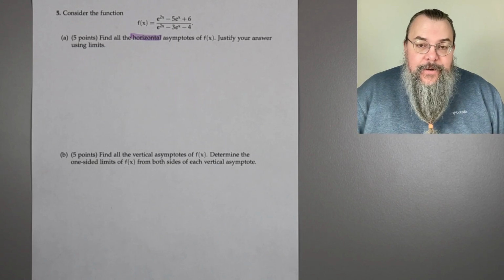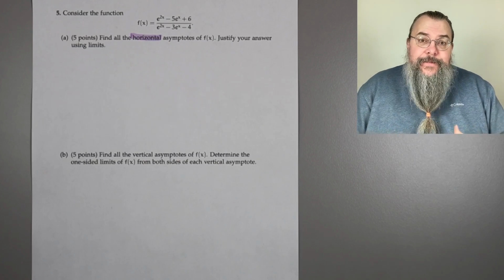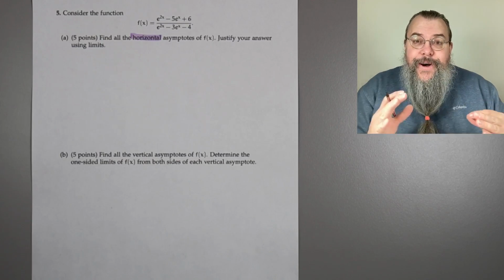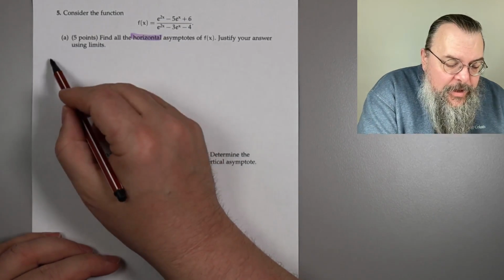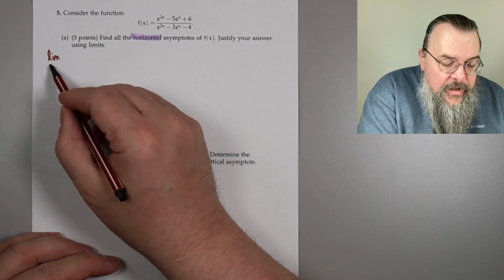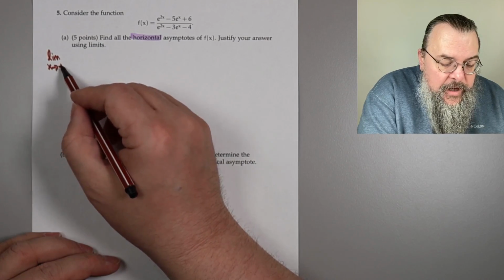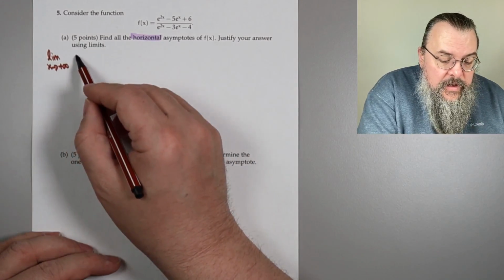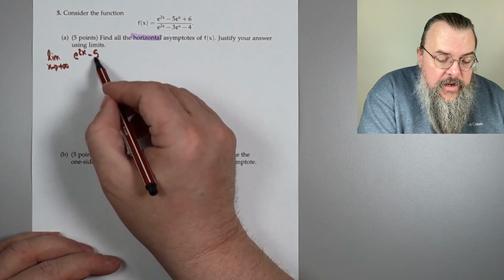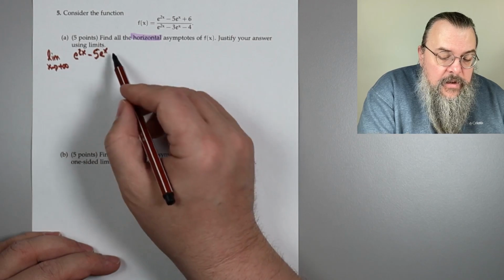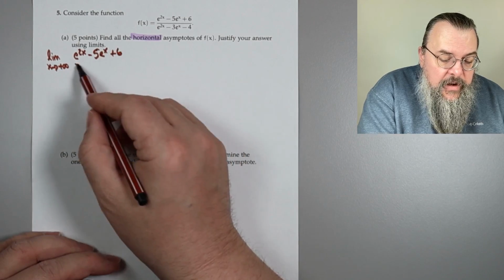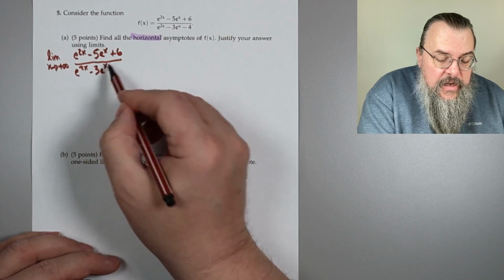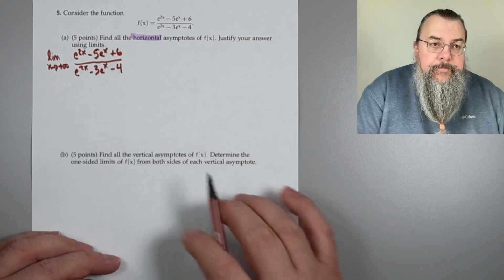So how do we figure out what's going on? Well, we have to see the different limits. So let's start towards the positive side. You know, we're optimistic. We want to be positive here. So we're going to take the limit as x approaches positive infinity of f of x. All right, so that's e to the 2x minus 5e to the x plus 6. Divide that by e to the 2x minus 3e to the x minus 4.